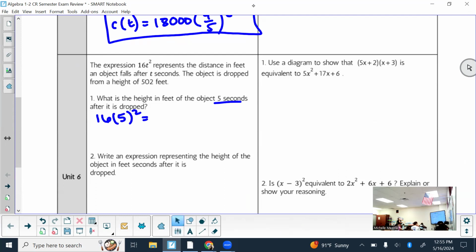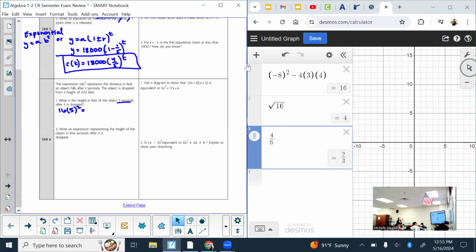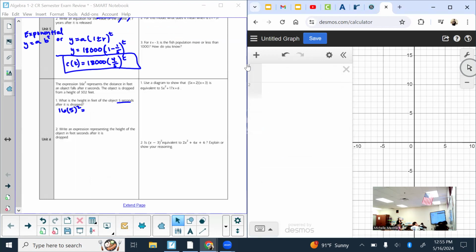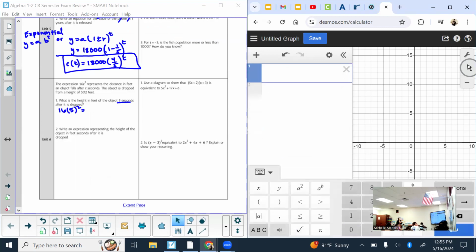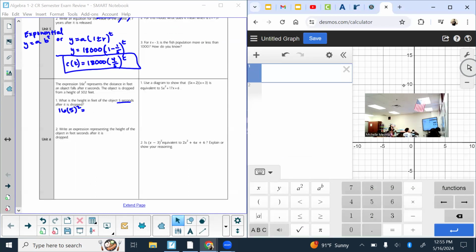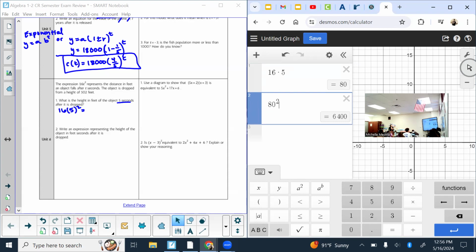Use your calculator to solve that part, please. Sometimes I'd rather you do that instead of try things yourself. Because I know someone's going to do this tomorrow. They're going to do 16 times 5. And then they'll square the 80. And then here's what 80 squared is. Okay, that's not going to be the distance traveled. It wouldn't make sense when you go to do the next part either.